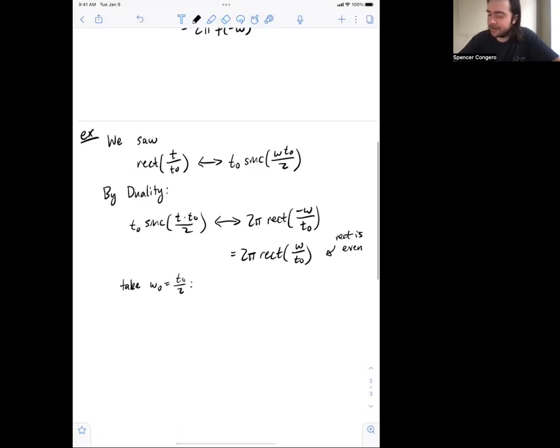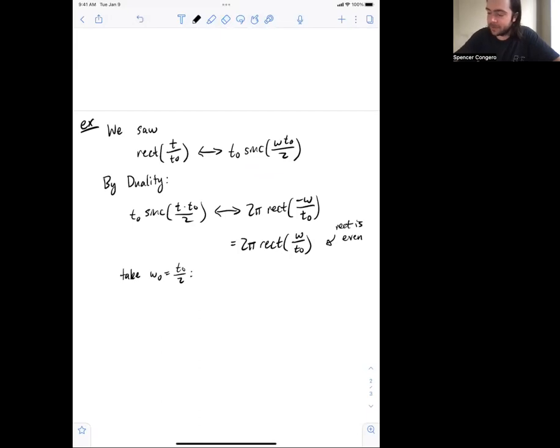And all we have to do is take omega naught to be t naught over 2. Then what do we get? Then t naught is 2 times omega naught times sinc of t times what? Well, times t naught over 2, that's just omega naught. So sinc of omega naught t. And over here, we're going to get 2 pi rect of what? Well, t naught is 2 times omega naught. So omega over 2 omega naught.